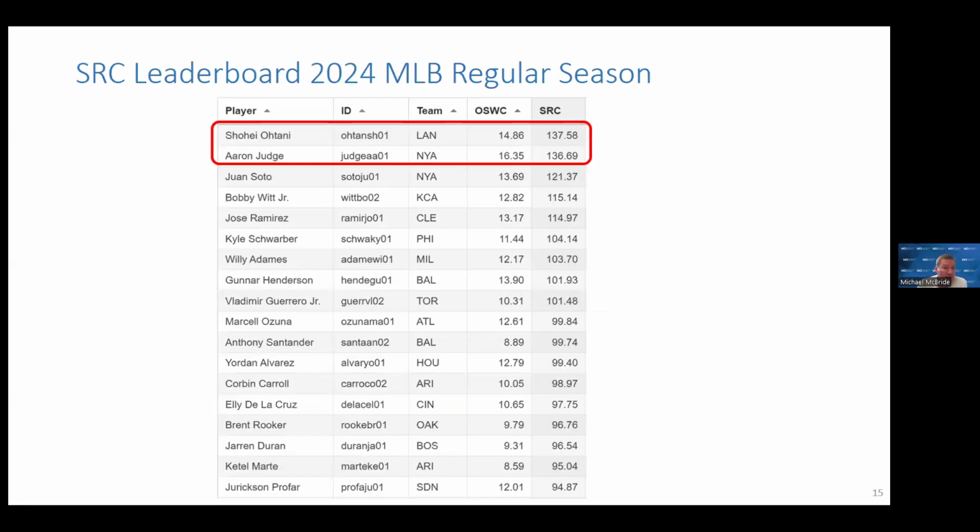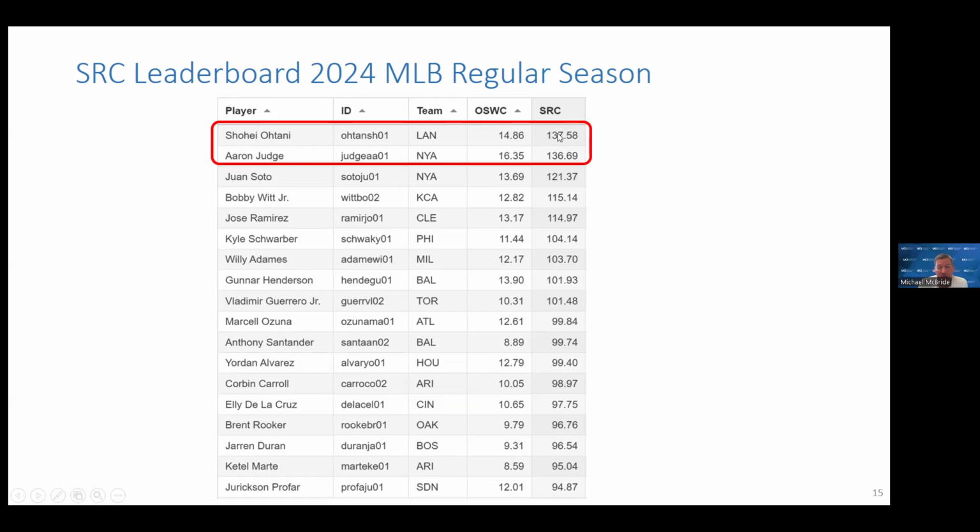So if we look at the last baseball season, which just ended last month, during the regular season, this is a little leaderboard, and I've sorted by SRC. The two top players in Shapley run credit for the season were Shohei Ohtani and Aaron Judge. If you don't know these names, that's okay. Shohei Ohtani is a Japanese phenom. Aaron Judge is probably the best hitter right now in the game. They were the top two.